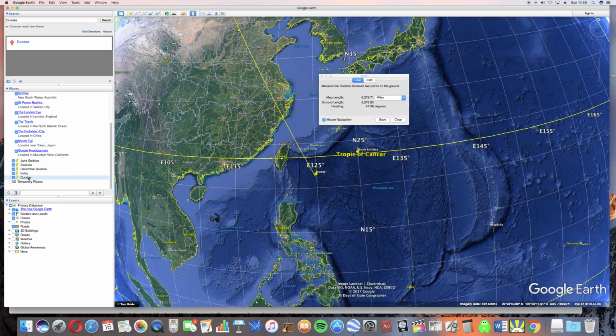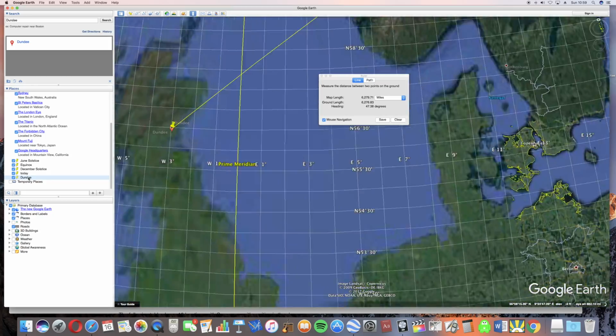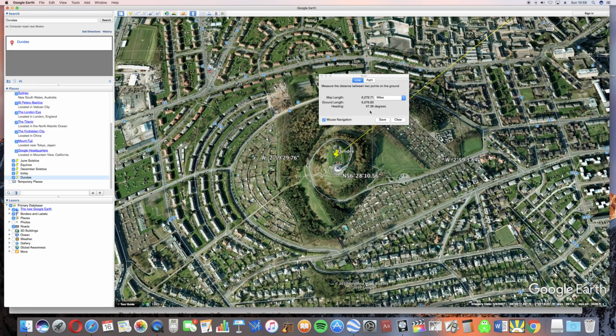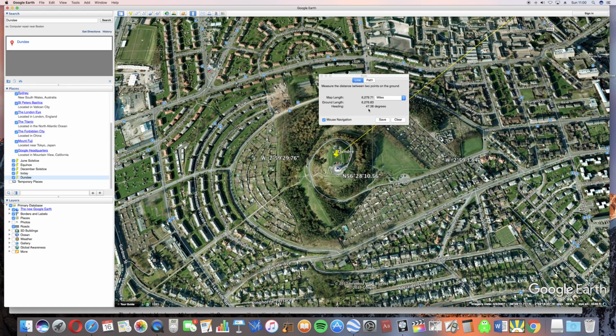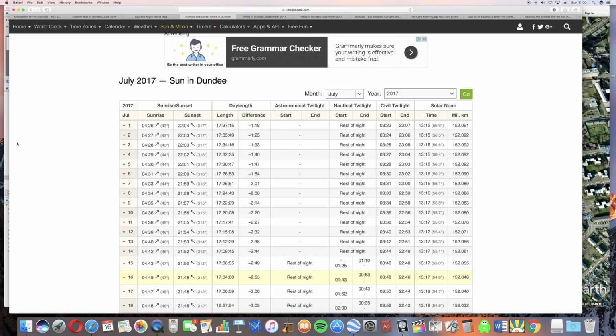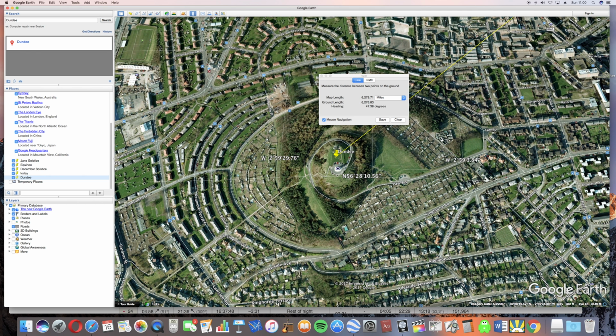So if I go back to Dundee, so it's still kind of in a northerly direction, and I'd be expecting it to rise at 47 degrees. Now let's go back to here. So the 16th of July, 47 degrees, indeed it works. So let's do the next one. So the next big one I'm going to look at is the September equinox, when the sun's on the equator.